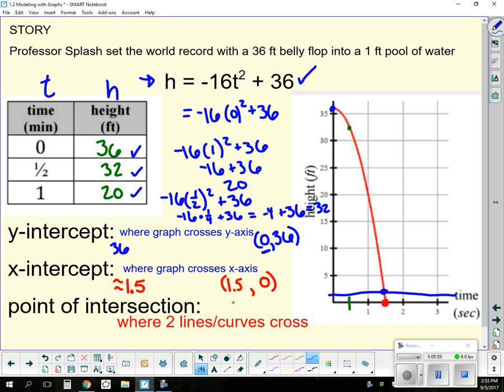Okay, and in this case, that would represent where Professor Splash is hitting the water. We don't know what the x value is there. We could approximate it, maybe 1.4 seconds. But we definitely know what the y value is because we know that's at 1 foot. So this 1.4 is approximate. The 1 we definitely know.